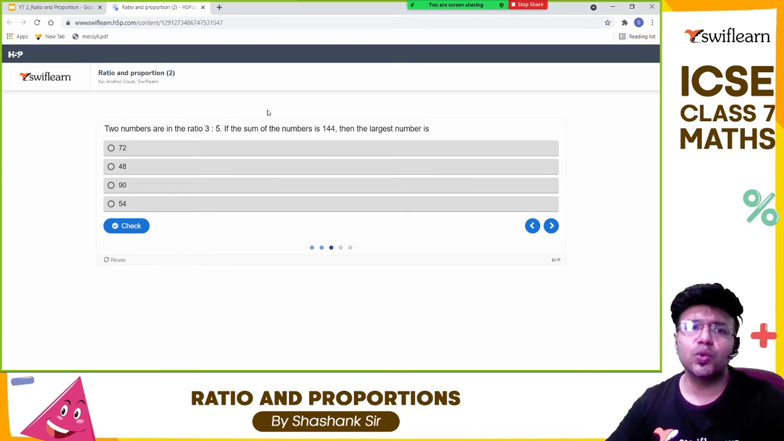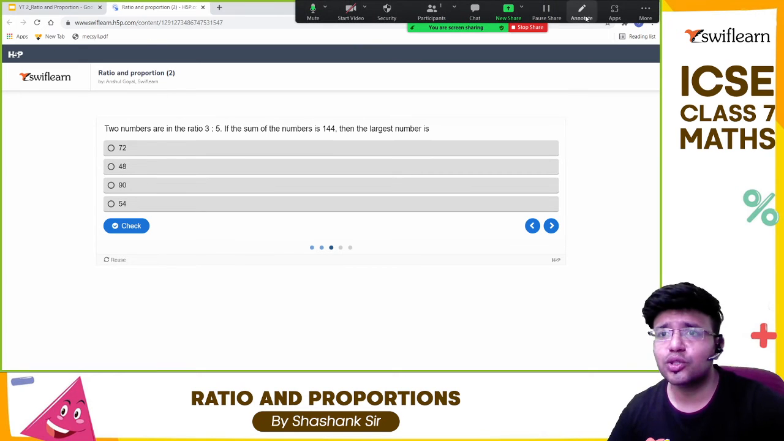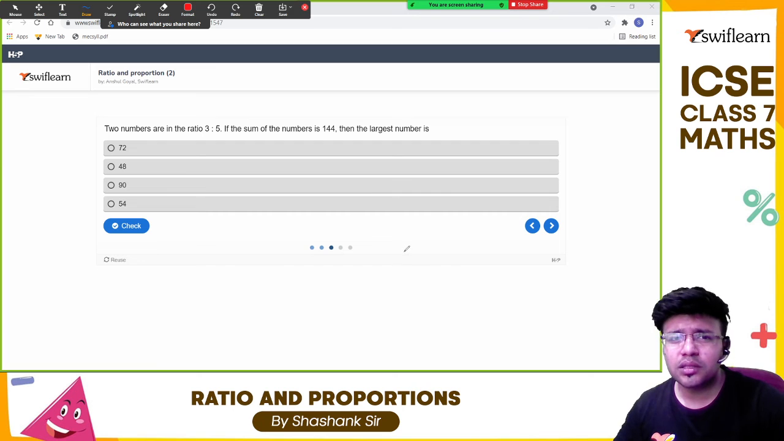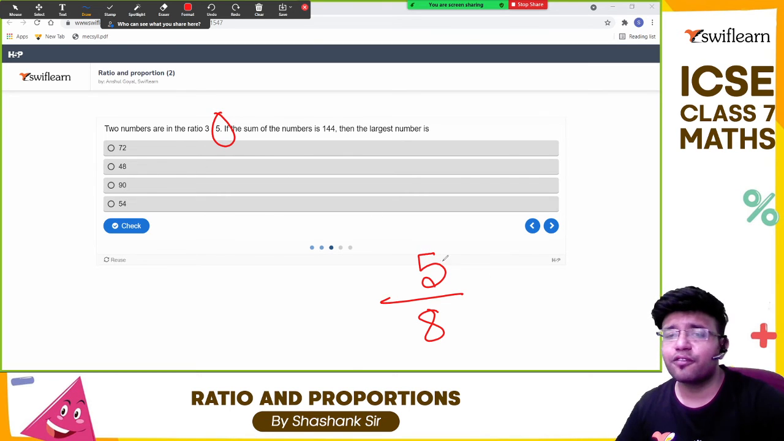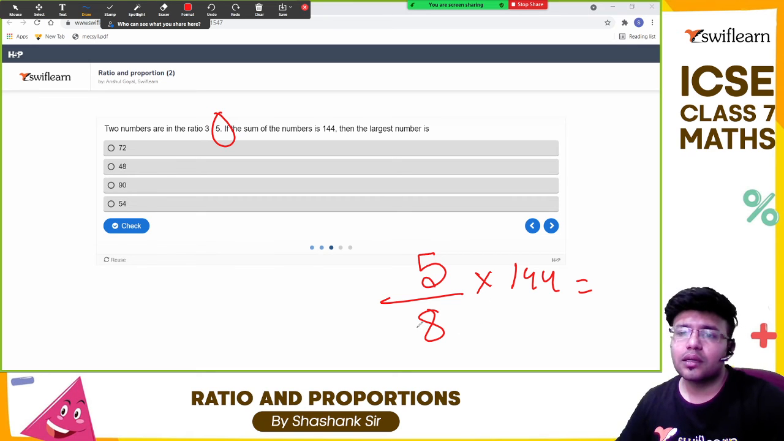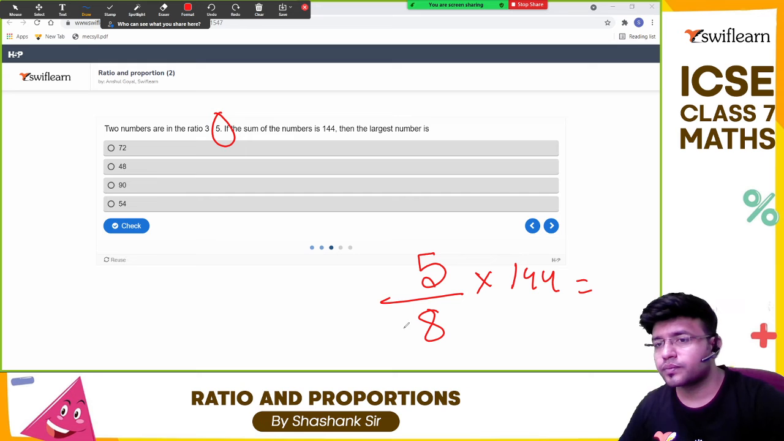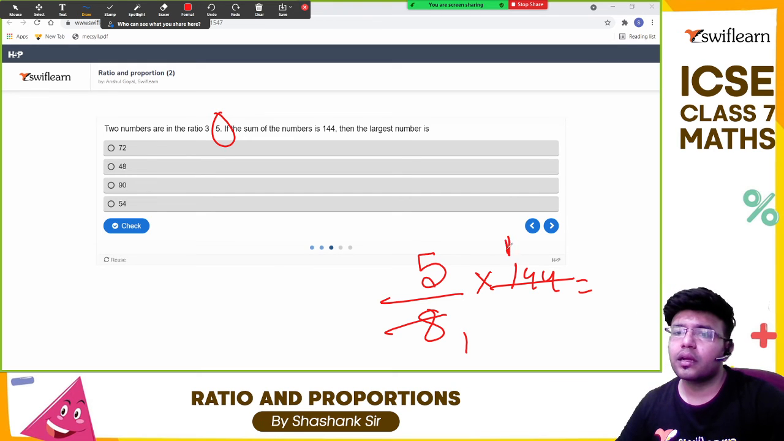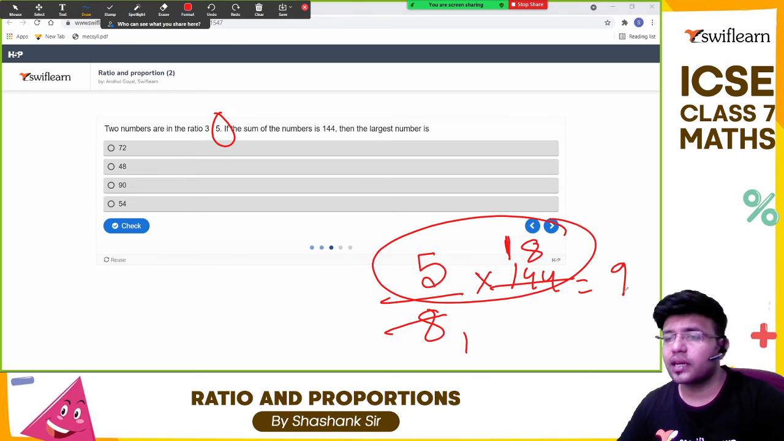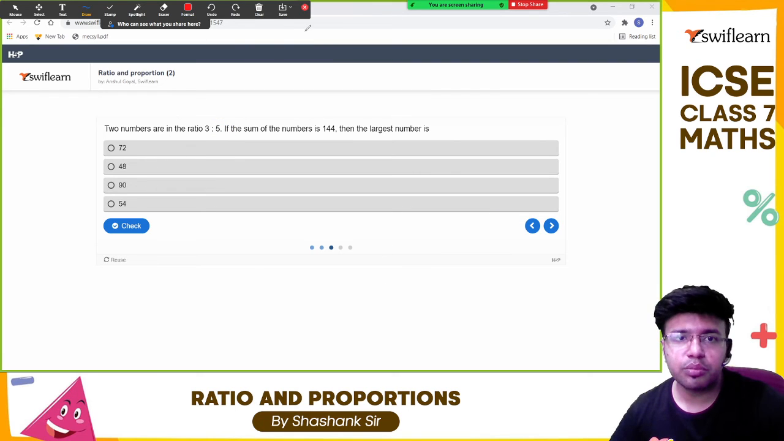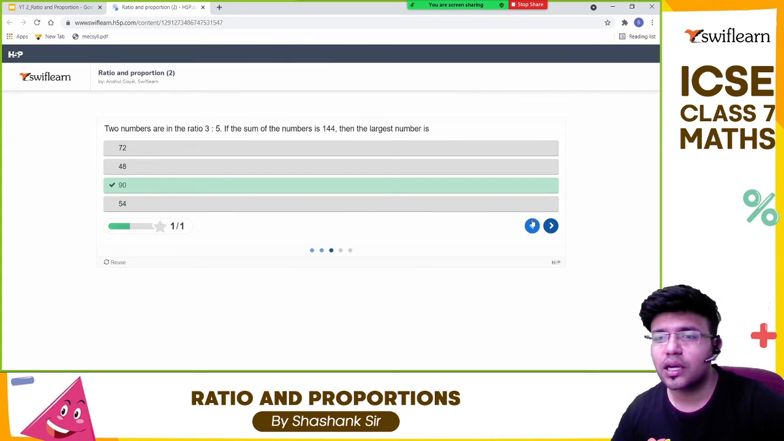Yes. Next one. Two numbers are in the ratio of 3 is to 5. The sum of numbers is 144. Find the largest number. The largest number is 5, right? So 5 by 8. 5 parts is the largest. The sum of numbers is 144. You get the fifth part. 8 ones are 8, remaining is 6, 8 eights are 64, 18 fives are 90, 90 is the largest part. Subtract 90 from 144, you get the lowest part.